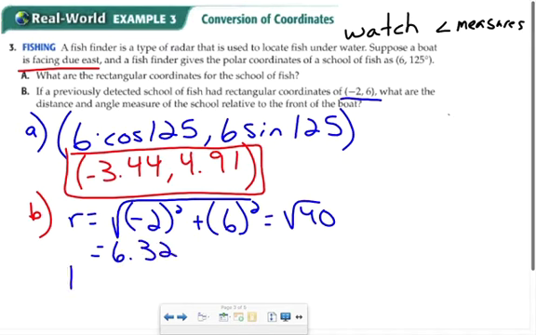And for theta, I'm going to do the inverse tangent of y over x, so 6 over negative 2. And since this problem is in degrees, we can keep our calculator in degrees. So the inverse tangent of negative 3 is negative 71.57.